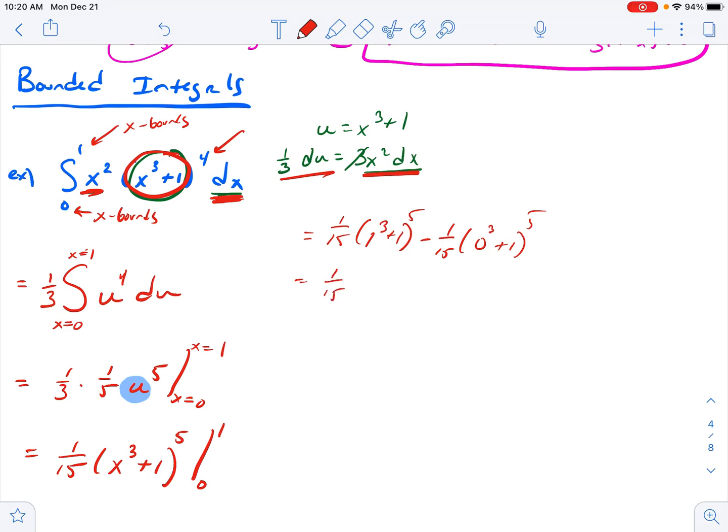Let's see, we're going to get 1/15, it looks like, of 2 to the 5th minus 1/15 of 1 to the 5th, which is 32/15 minus 1/15, which is 31/15 at the end of the day. Okay, so this was the technique called replacing the bounds. We remove the bounds more or less, keep them in terms of x, and then replace them at the end. This is the only time you're going to see me do it this way.